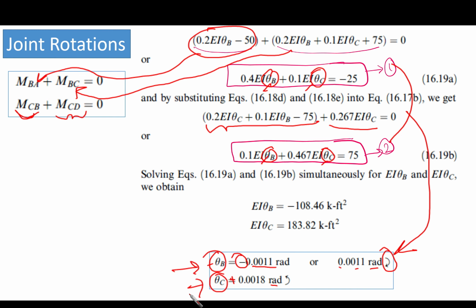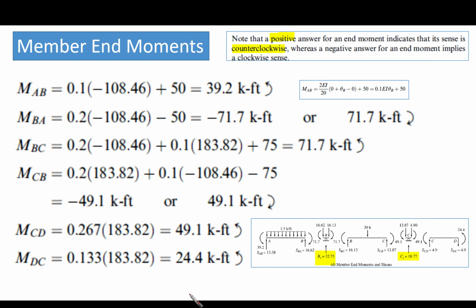Everything has been solved for us. Why? Because now we can get the real value of MAB. We're going to multiply 0.1 times theta. Do you remember? This is the equation here. MAB was 2EI something. Yes, it equals 0.1 EI theta B plus 50. So it is 0.1 times theta B.